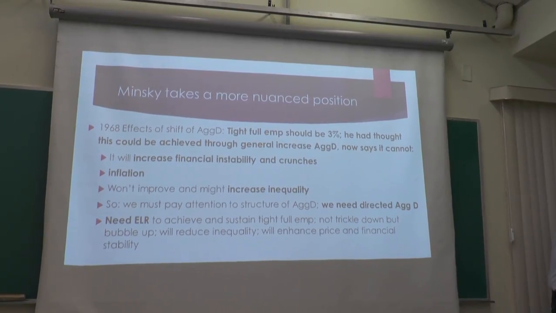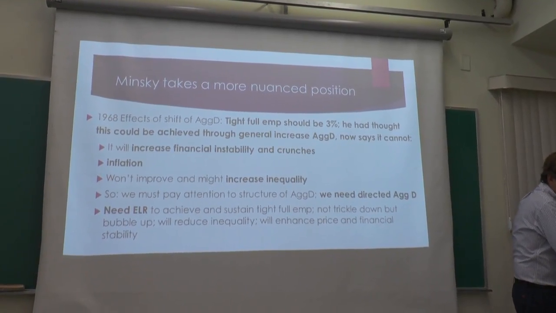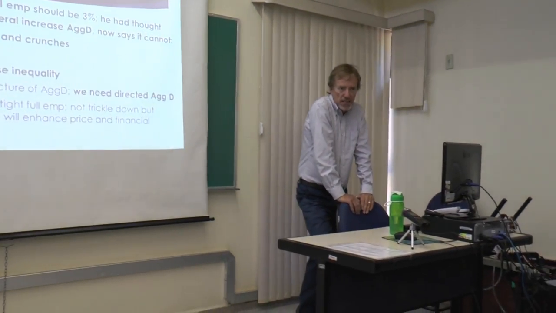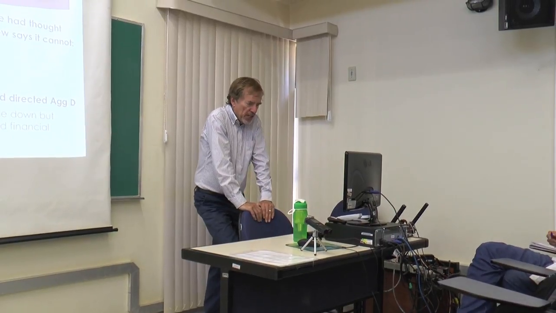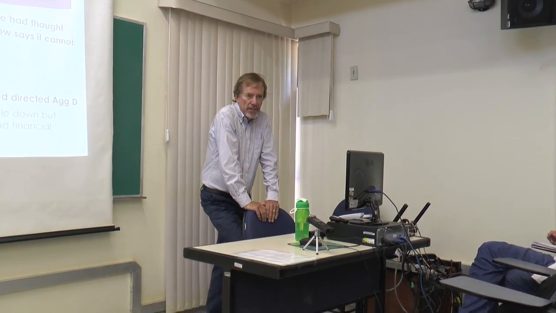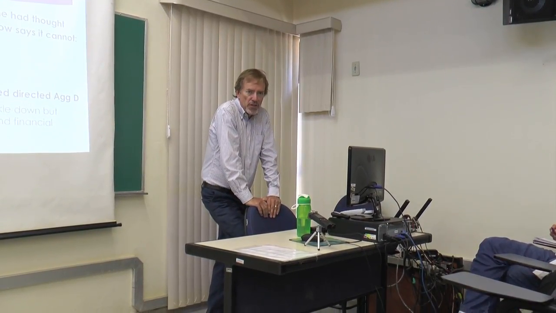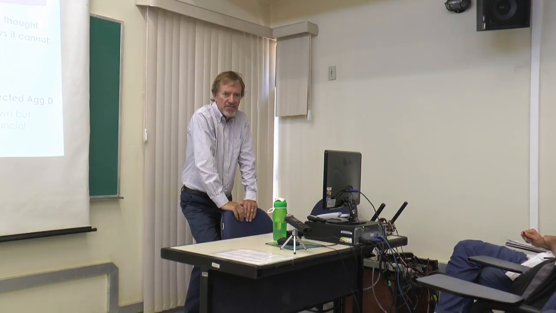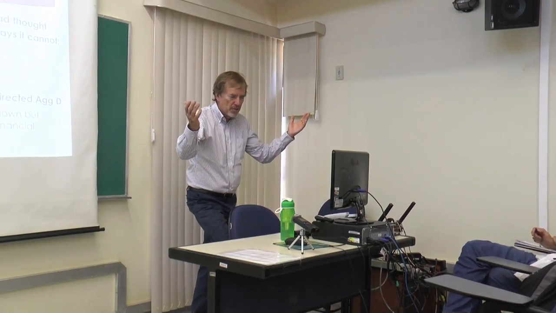In this paper, he argued that tight full employment should be about a 3% unemployment rate. He had thought this could be achieved through a general increase of aggregate demand. In other words, typical Keynesian stimulus. So in the past, he had thought that's all you need. Keynesian stimulus of aggregate demand in general, you could achieve 3%. Now he says it cannot.